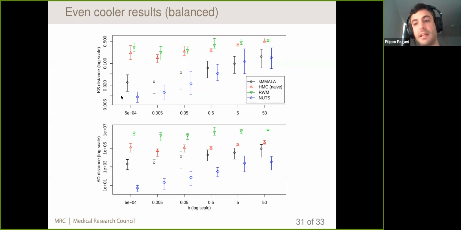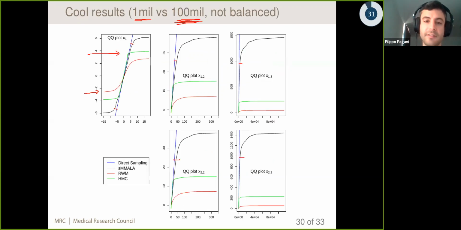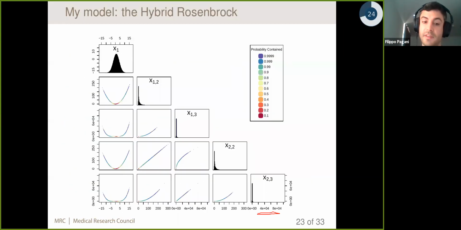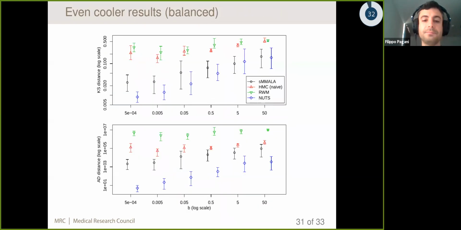What did I measure for them? I tested them on the 5-dimensional model that I showed you before, and I measured the Kolmogorov-Smirnov distance and the Anderson-Darling distance on the marginals. Not all of them, I just took the worst distance amongst all marginal distances.